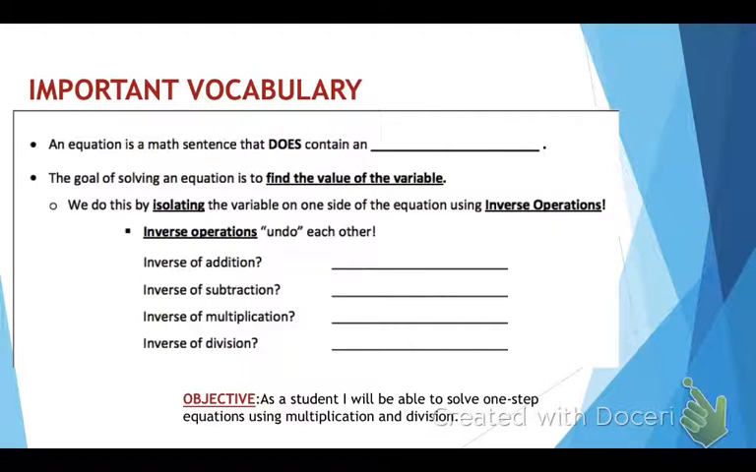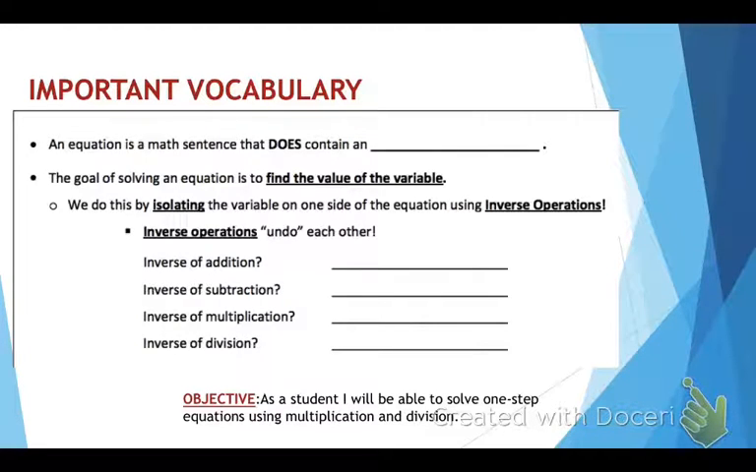Alright, your important vocabulary. Remember, we did this earlier. I'm going to read through it really quickly. The first part, it says an equation is a math sentence that does contain what? Hopefully you got it in your head. It's an equal sign. Alright, and down below, remember we want to isolate the variable. How do we do that? We do that by doing inverse operations. What's the word inverse mean? Opposite. What's the opposite of addition? Subtraction. Opposite of subtraction? Addition. Opposite of multiplication? Division. And the opposite of division is multiplication.